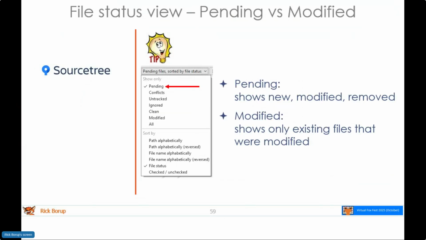And here's the difference. Pending shows all new, modified, and removed files. So anything that's pending commit. Modified, on the other hand, shows only existing files that were modified. So that can be kind of a trap.